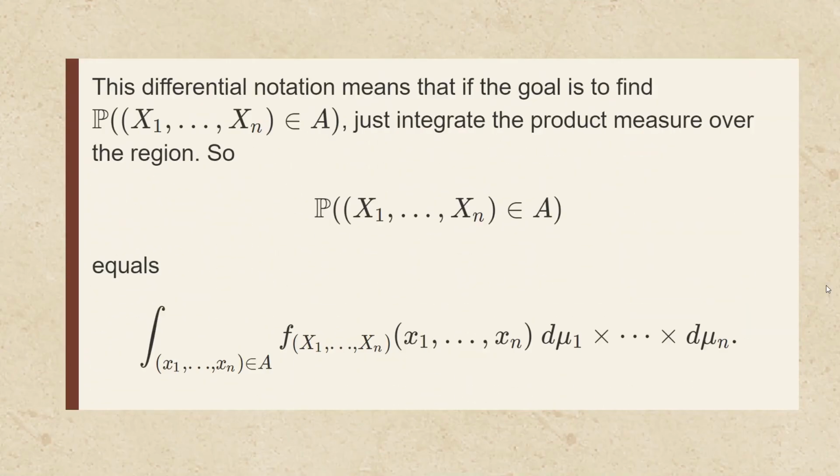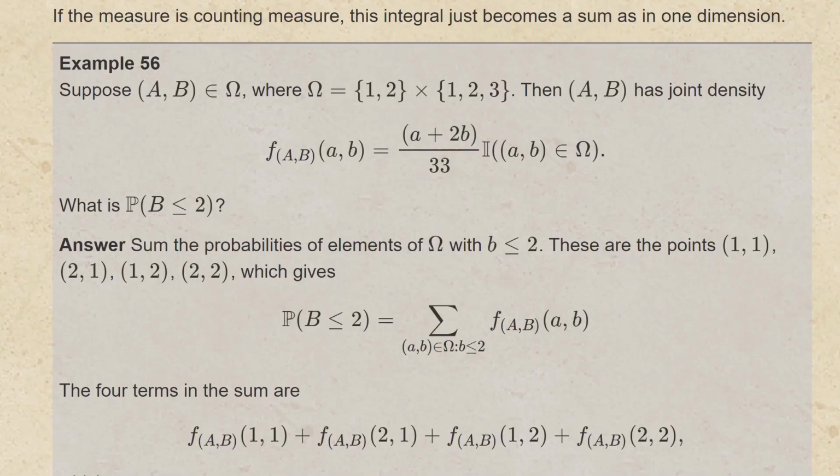This differential notation means that if the goal is to find the probability that X1 through Xn is in a set A, just integrate the density over this region with respect to the product measure. So the probability that X1 through Xn is in a set A equals the integral over little x1 up through little xn being in A of the density at little x1 through little xn, with respect to the differential of mu1 times the differential of mu2 all the way up to the differential of mu n. If the measure is counting measure, this integral just becomes a sum, as in one dimension.